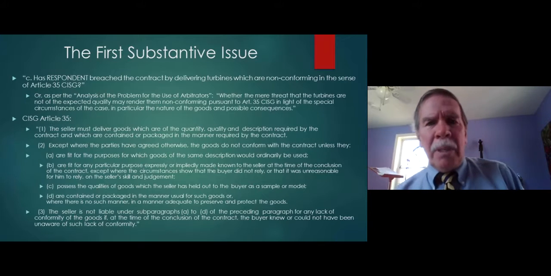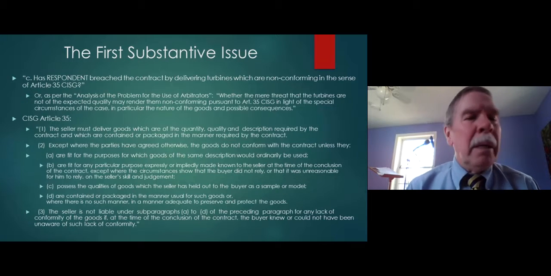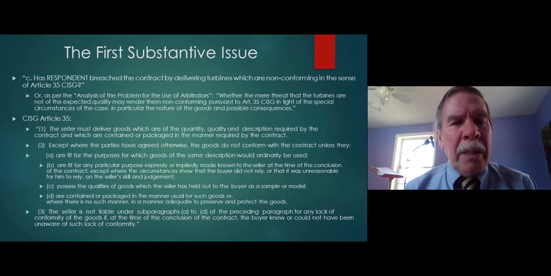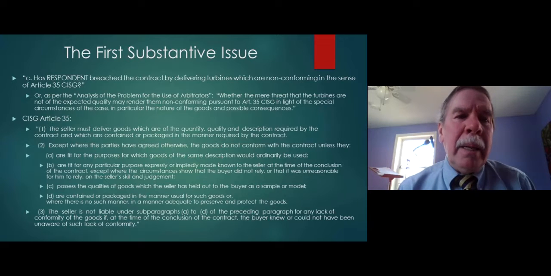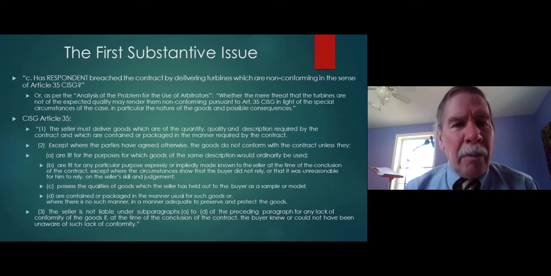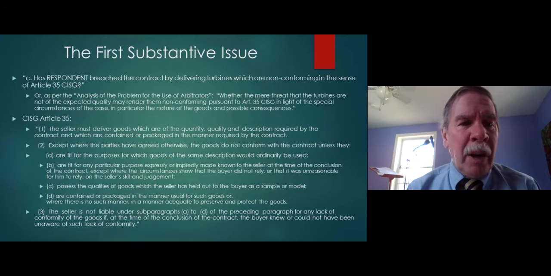Well, let's talk about the first substantive issue first. That is, has respondent breached the contract by delivering non-conforming turbines, non-conforming in the sense of Article 35 CISG. I have set out Article 35 here. You're probably familiar with it already, but I'll just highlight a couple of the matters that are likely to be important aspects of Article 35.